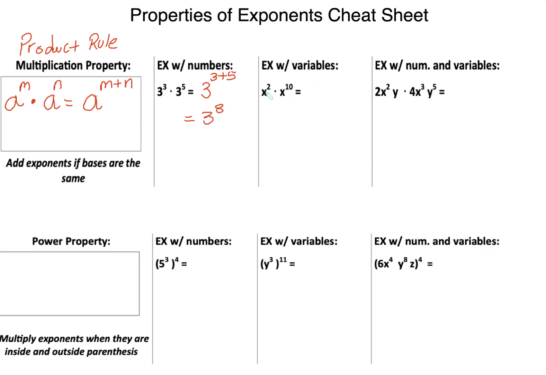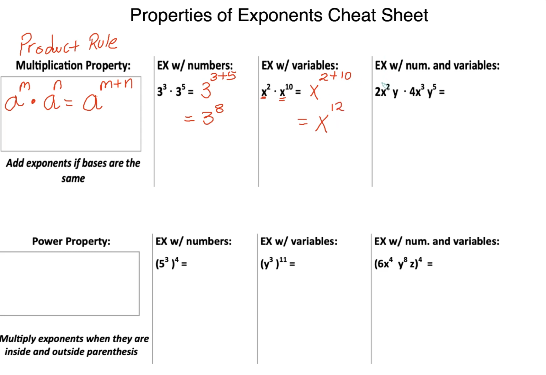Suppose I have variables. So I have x to the second multiplied by x to the 10th. Because my bases match, they're both x's, I'm going to keep the x and I'm going to add the exponents. 2 plus 10, my answer, x to the 12th.